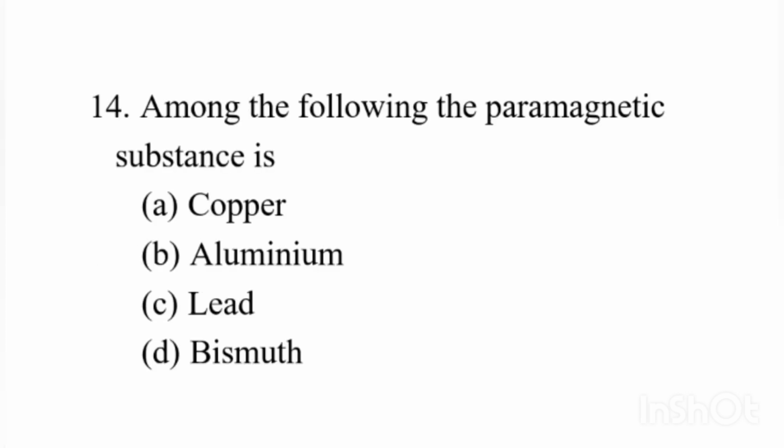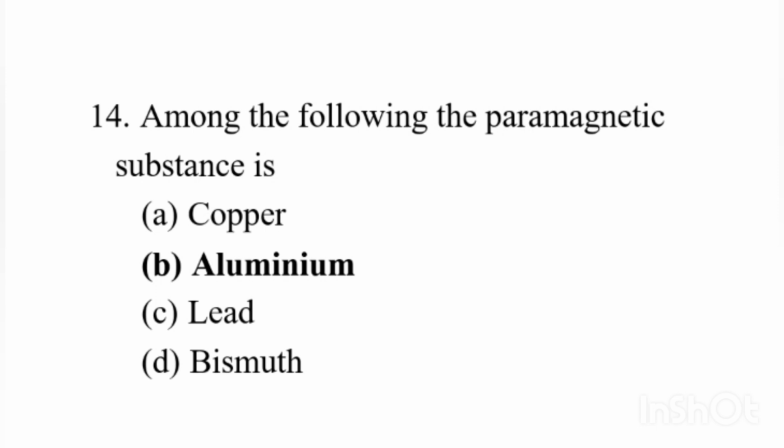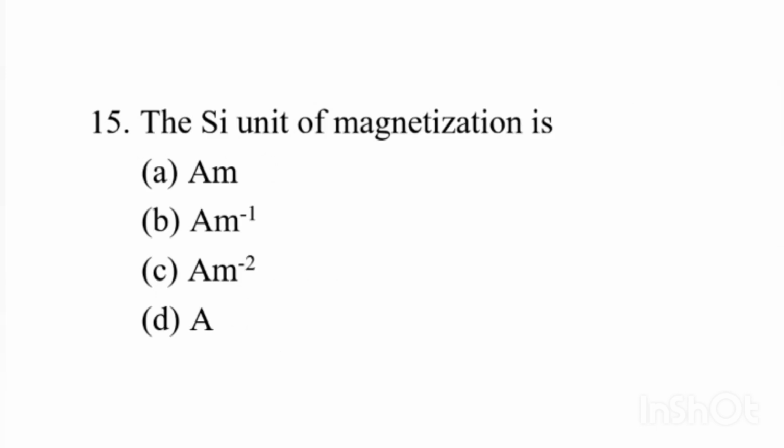Question number 14. Among the following, the paramagnetic substance is option A, copper, option B, aluminium, option C, lead, option D, bismuth. Here the correct answer is option B, aluminium. Question number 15. The SI unit of magnetization is option A, ampere meter. Option B, ampere per meter. Option C, ampere per meter square. Option D, ampere. Here the correct answer is option B, ampere per meter.